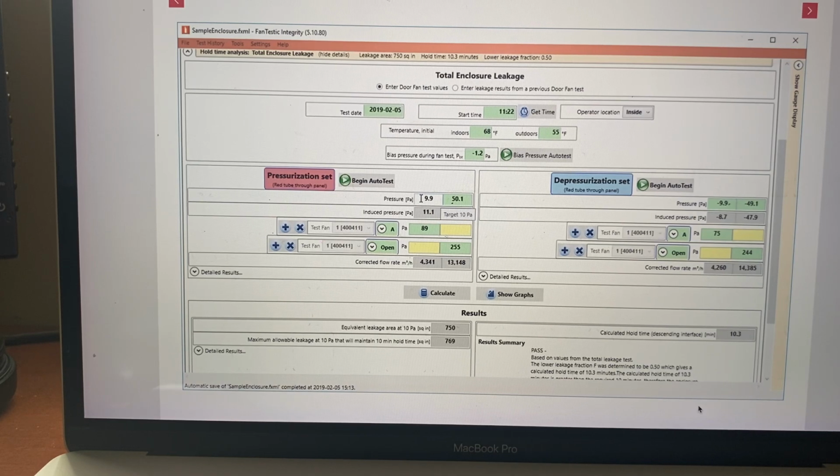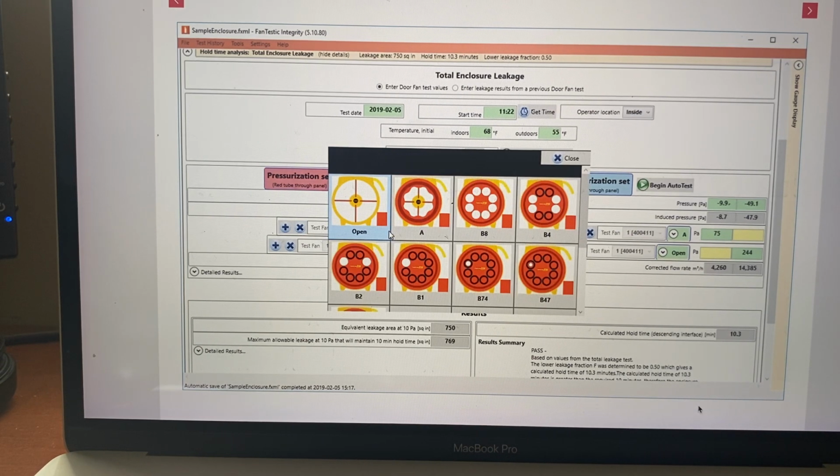A, or the top line on your handheld, on your gauge. That's going to be copied directly over along with the fan pressure and the range. So in this case, on our 10 Pascal point, we actually recorded 9.9 Pascal on the gauge. With the bias pressure added in, we have 11.1 Pascal of actual pressure in the enclosure. At this test point, our test fan was on range A.